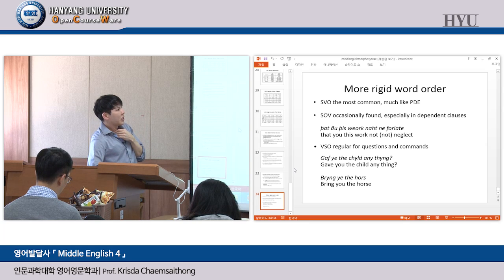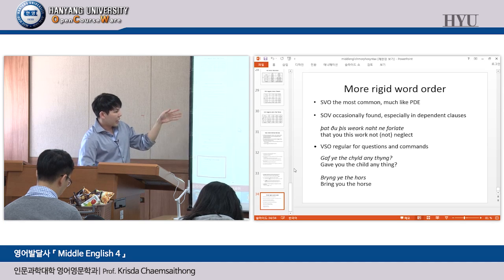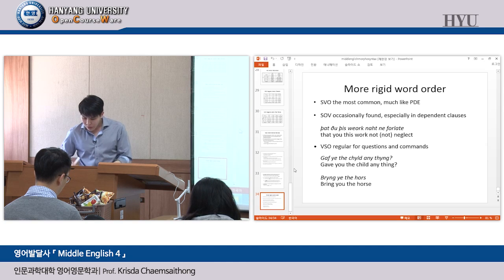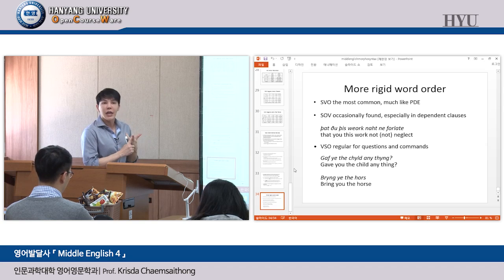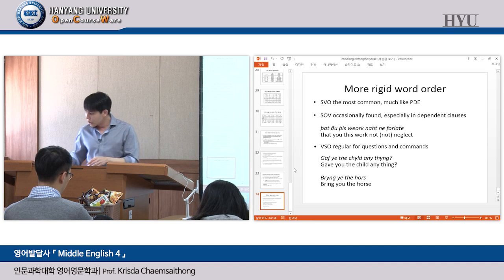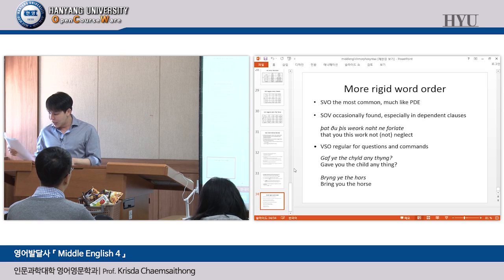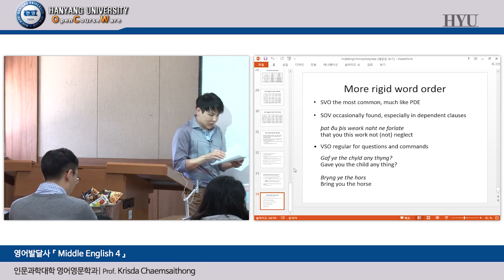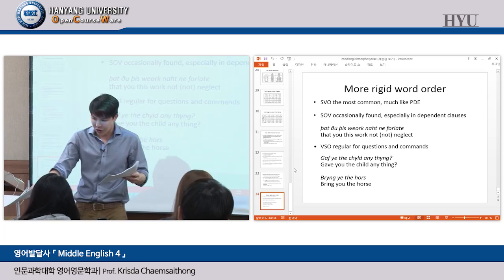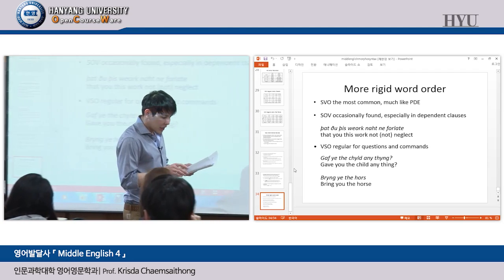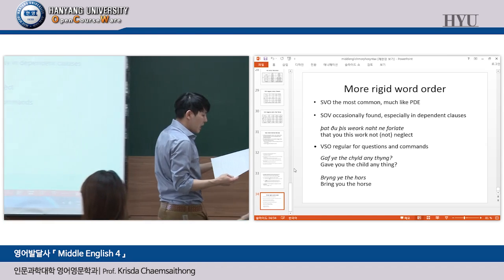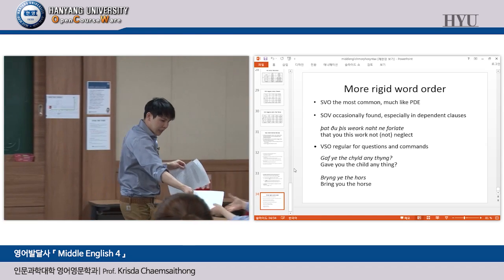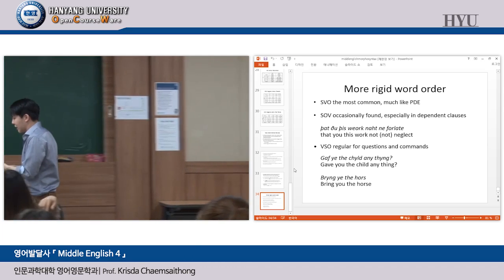And VSO is regular for questions and commands. You front the verb, right? As in these examples. So we are done with morphology and syntax of Middle English. Now what we'll do is we'll read a Middle English text and we'll analyze the text using all the things that we studied: spelling changes, sound changes, syntax, morphological changes in Middle English.